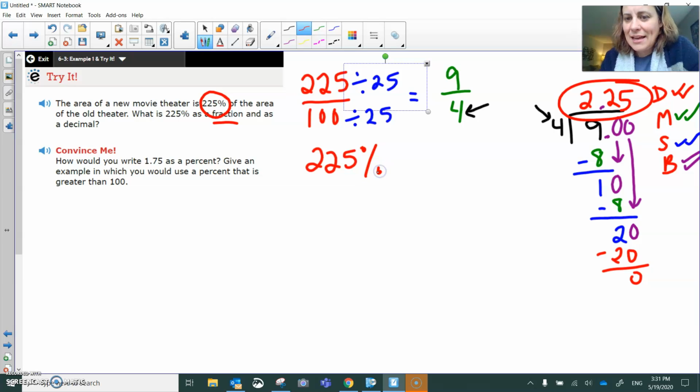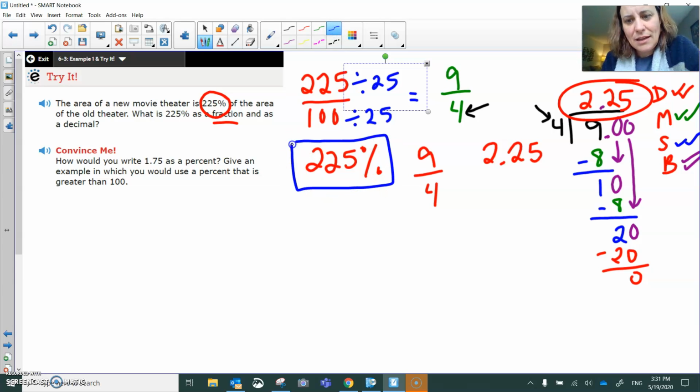So 225% as a fraction is 9/4, and as a decimal is 2.25. You know, it's not a coincidence that this number and this number look so similar. It's not a coincidence at all. It really just has to do with moving decimals, and we're going to be getting into that a little bit more as we go.